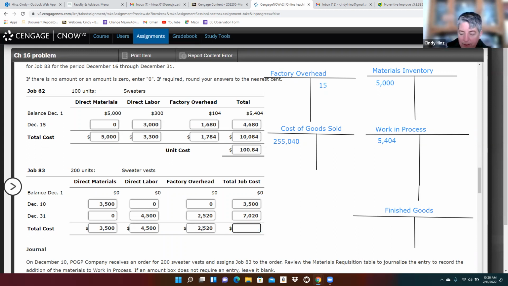Now, this job is not finished. This job is going to carry over to the next month, still in work in process. That's why we're not going to calculate a unit cost here, because we're not done with these sweater vests yet. So we did the same thing here that we did for job 62, but job 62 was finished and job 83 is not finished at the end of the month.